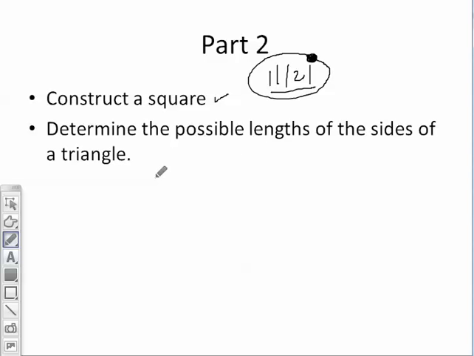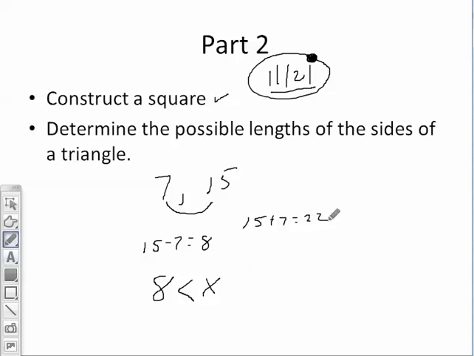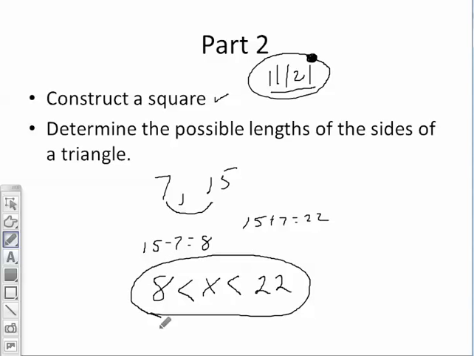Essentially, if I'm given two lengths, 7 and 15, and I'm trying to determine what the possible lengths of a triangle are, I'm going to subtract these two. 15 minus 7 is going to give me 8, and that means 8 is going to be my minimum value for the side length. Okay? I'm going to add the two together. 15 plus 7 gives me 22. 22 is going to be my maximum size of the other side of the triangle. That is the way you have to express the answer. It's really that simple. You add and you subtract.